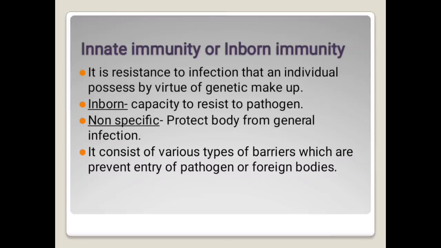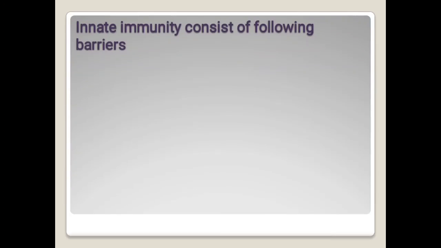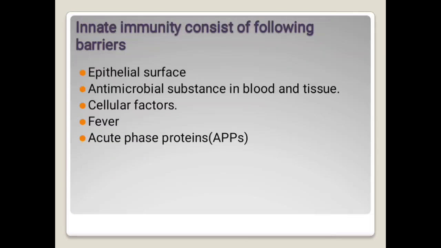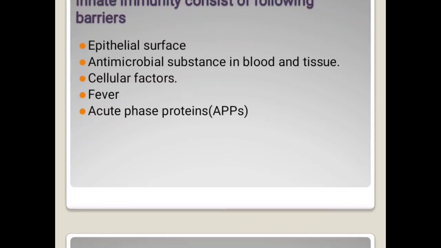Innate immunity consists of various types of barriers. These barriers are important to prevent the entry of pathogens or foreign bodies inside the body. Now we will see the different barriers present in innate immunity. The first barrier is the epithelial surface. Second is antimicrobial substances present in blood and tissue. Third is cellular factors. Fourth is fever. And fifth is acute phase proteins. These factors we will see in detail one by one.